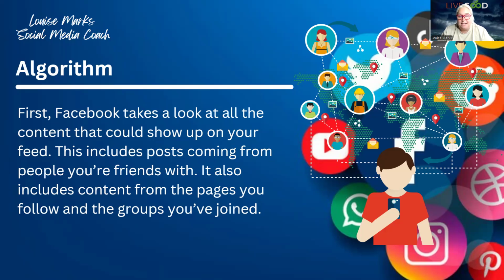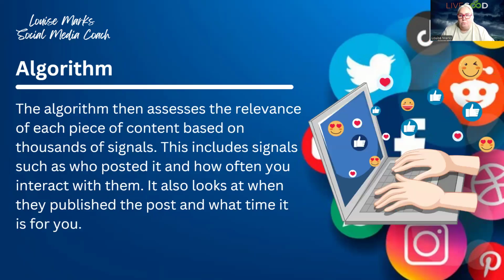If somebody posts in that group, I'm not going to see it on my news feed, because the Facebook algorithm will go, okay, Louise is not engaging in this group. She's not posting anything. She doesn't want to see it, so it won't show it up. And that's essentially how the Facebook algorithm works. It will assess the relevance of each piece of content based on thousands of signals, which I don't need to go into.